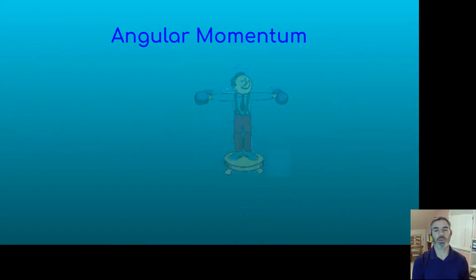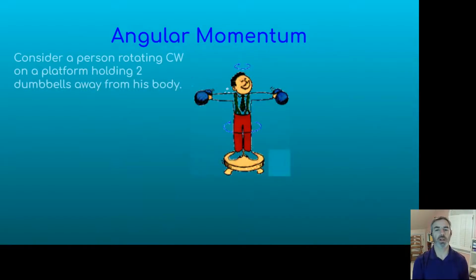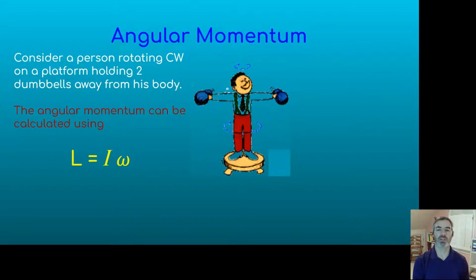So let's look at an example. Let's consider this man rotating clockwise on a platform holding two dumbbells away from his body. We could calculate his angular momentum if we knew his rotational inertia with the dumbbells, his mass and his arms sticking out, and we knew his angular velocity. But what we know is that that angular momentum is not going to change unless there is an external net torque applied.